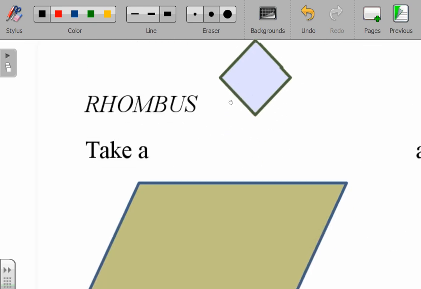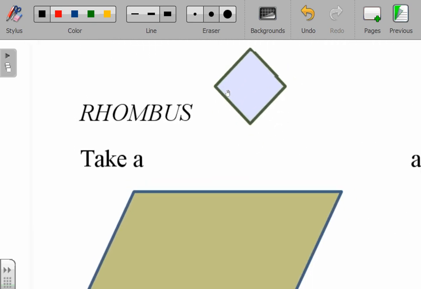A rhombus, if I were to take a parallelogram and make, instead of 4 equal corners, 4 equal sides, then I get a rhombus. So a rhombus is a parallelogram with 4 equal sides.